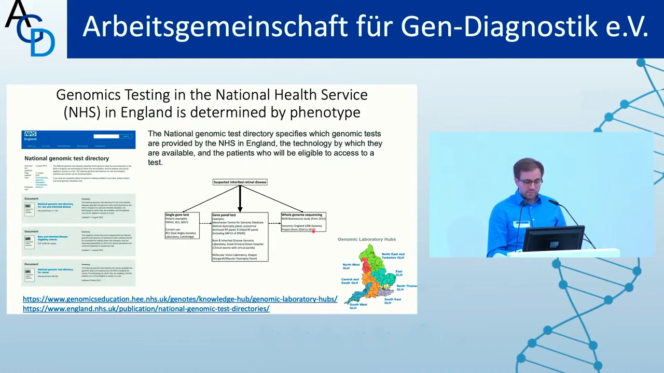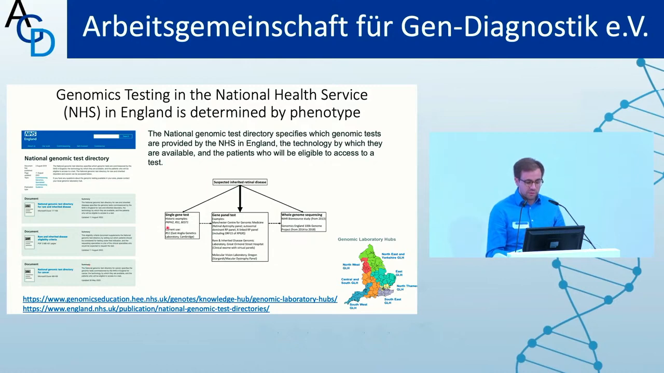So why is such a system important? Well, in the National Health Service, which is the healthcare system in England, the type of genetic test you can do is determined by the doctor, and they have a website called the National Genomic Test Directory, where there's a spreadsheet you download, and depending on what type of disease, it will tell you what type of test to do.